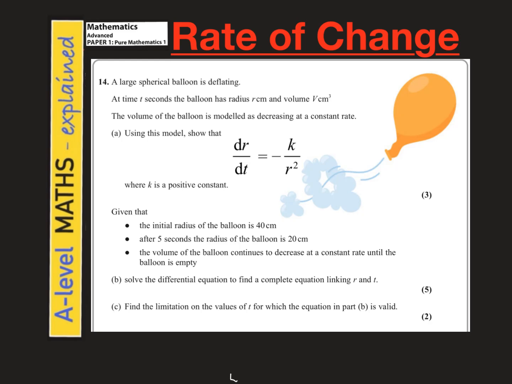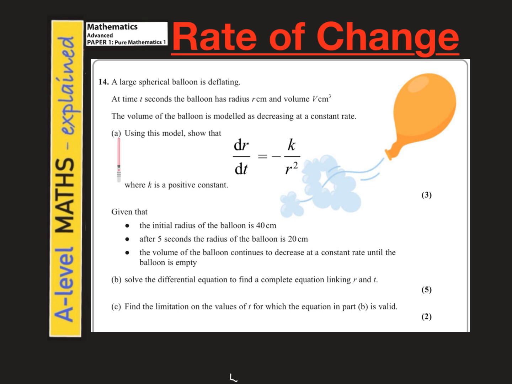Well, this question could be seen as easy to some and hard to others. What we have is a large spherical balloon which is deflating. The next sentence tells us that we've got time in seconds and the balloon's radius in centimeters and the volume in cubic centimeters. The other information that we're told is that the volume of the balloon is modeled as decreasing at a constant rate. Well, because it is after all deflating, so it is decreasing.